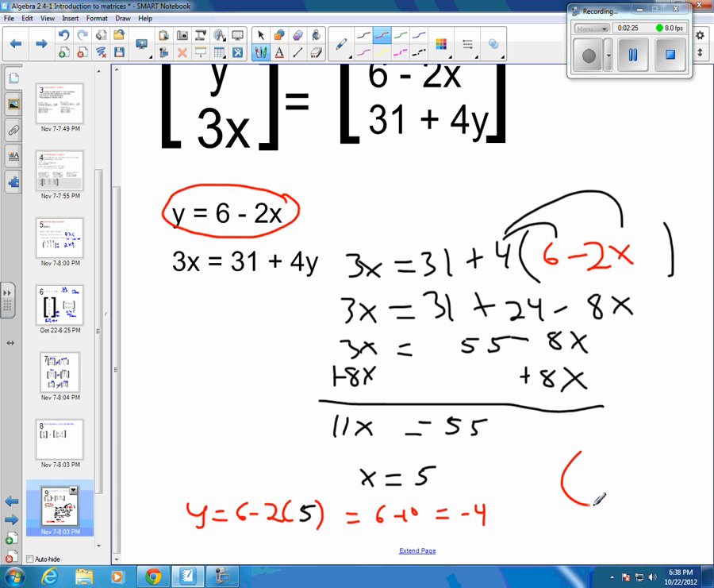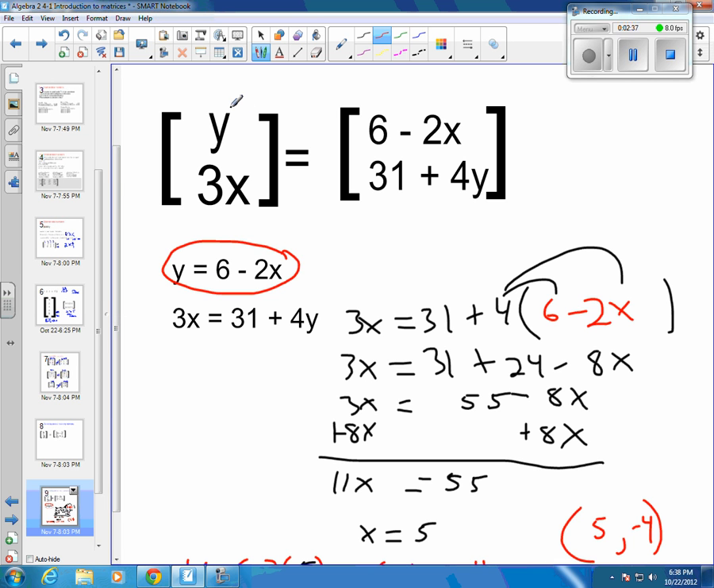So my answer in this case would be a point. It is a point again, so please put it in parentheses. So my x is a 5 and my y is a negative 4. You could substitute that back in and check. So is negative 4 equal to 6 minus 10? And is, this would be negative 12, equal to 31 plus 20?